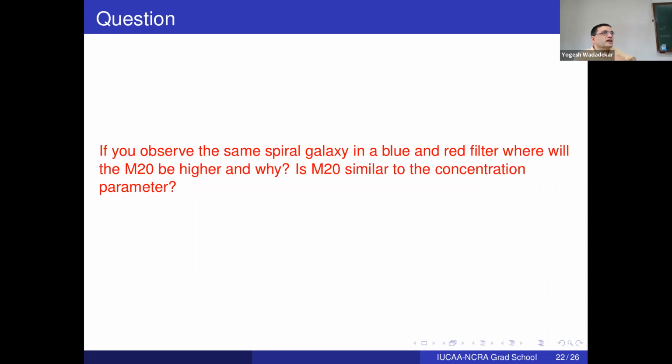Younger and brighter stars. In a spiral galaxy, where are they located? In the spiral arms, correct. So when you observe it in the blue filter, you will prominently see those spiral arms. No, the image moment, will it be second order moment? Will it be higher or lower in the blue filter?